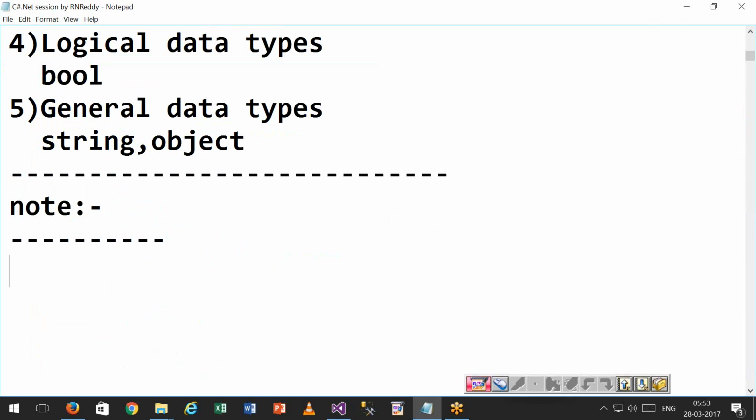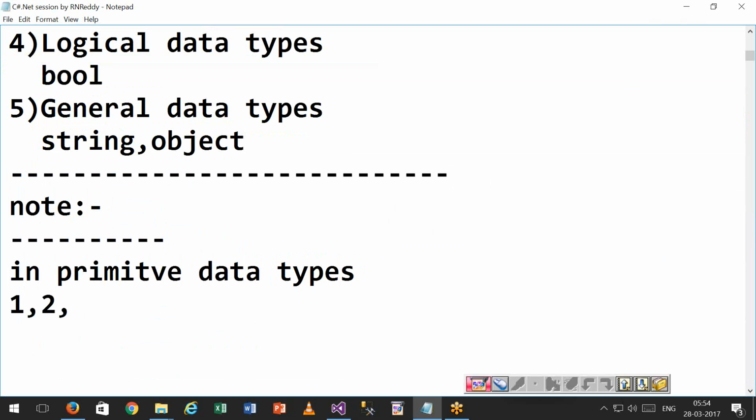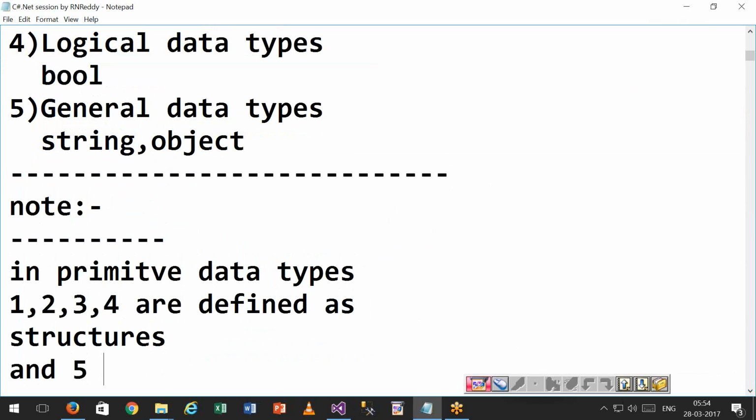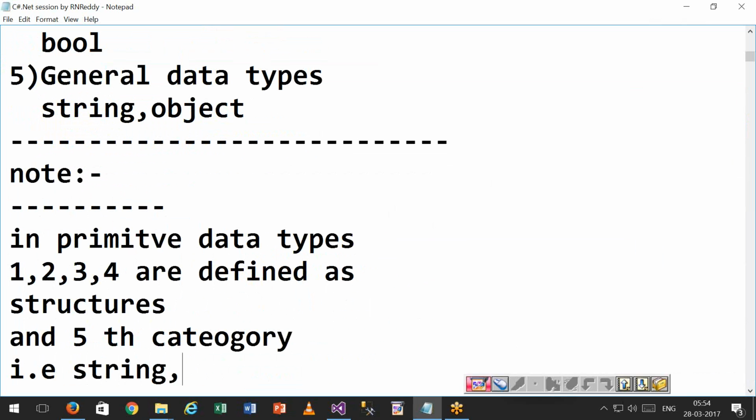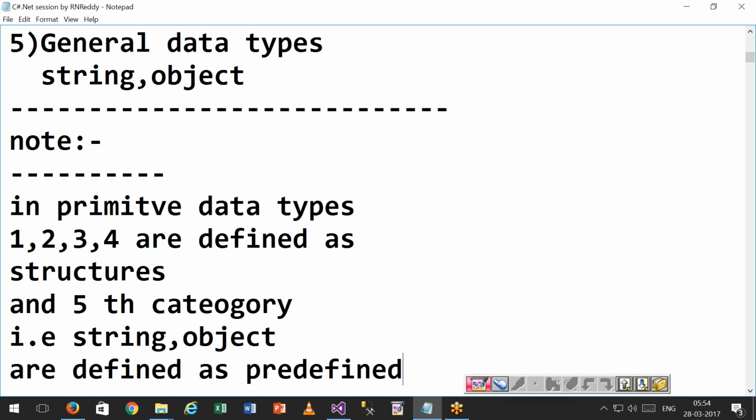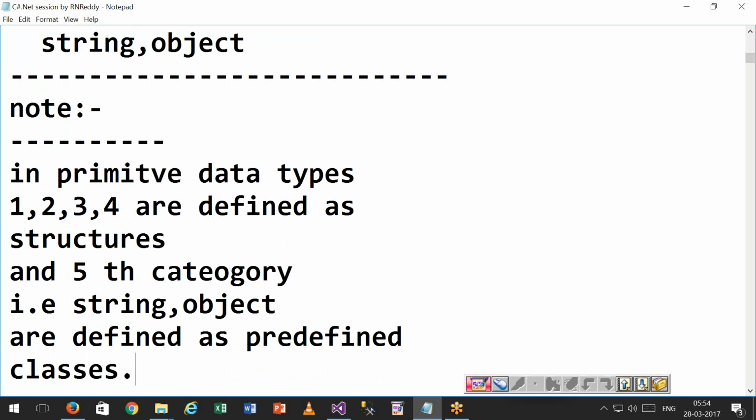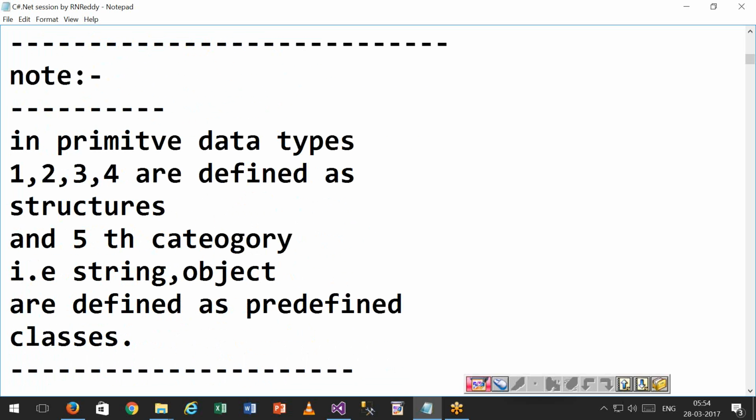One important point you remember: in primitive data types, how has Microsoft defined these, as a structure or as a class? In primitive data types, the first four categories are defined as structures, and the fifth category, string and object, are defined as predefined classes.